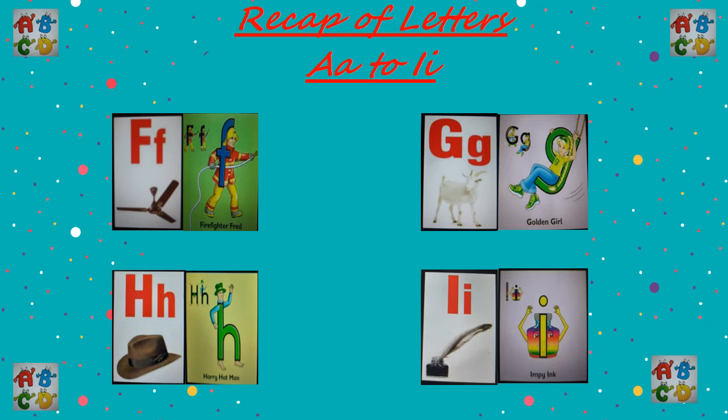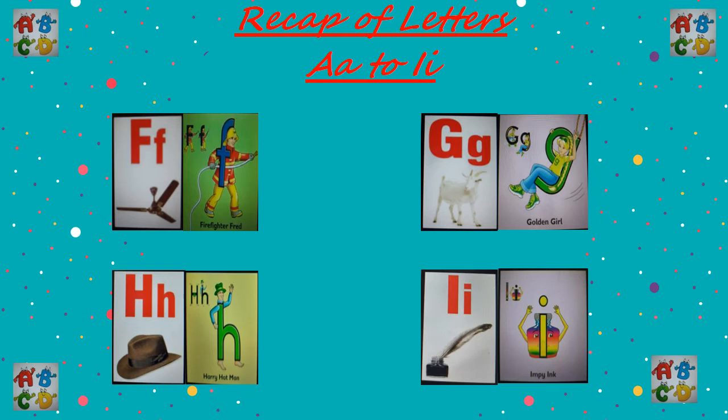Fan. Fire. The next flashcard is of letter G. Yes. And the letter and character friend of letter G is Golden Girl. Goat. Girl. The next flashcard is of letter H. Yes, children. And the letter and character friend of letter H is Harry Hatman. Hat.